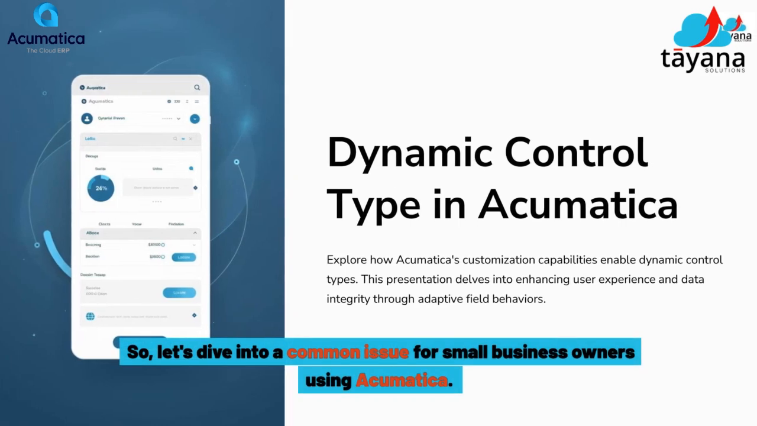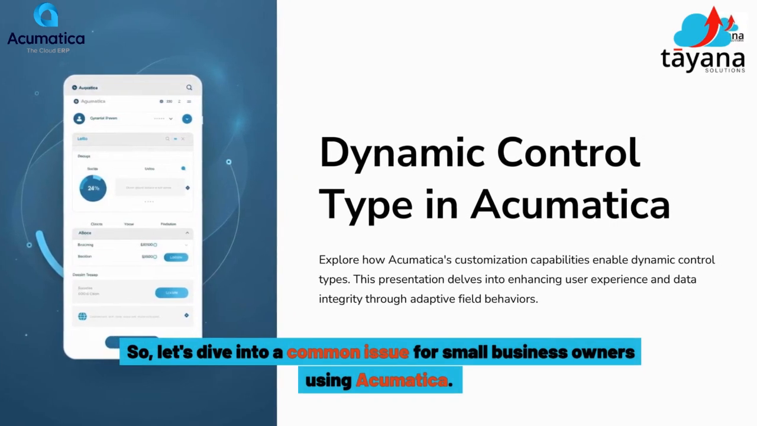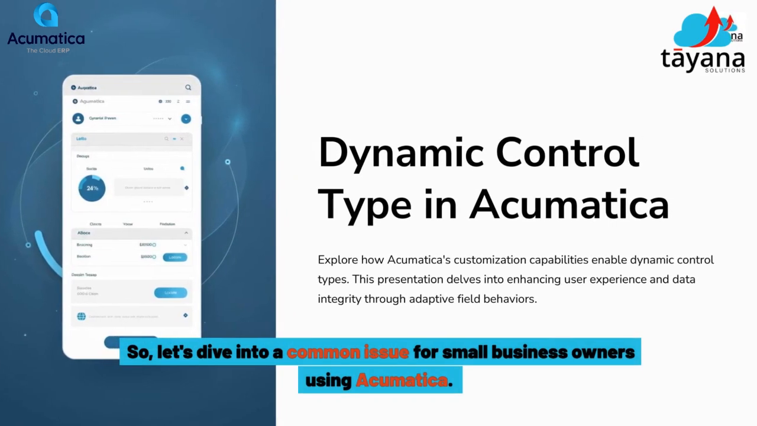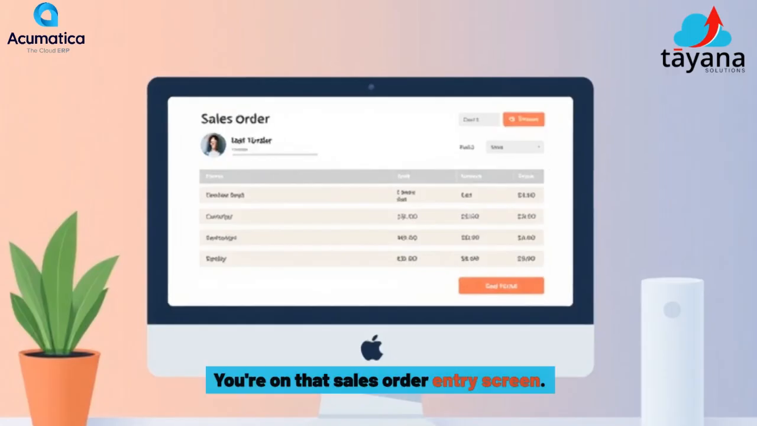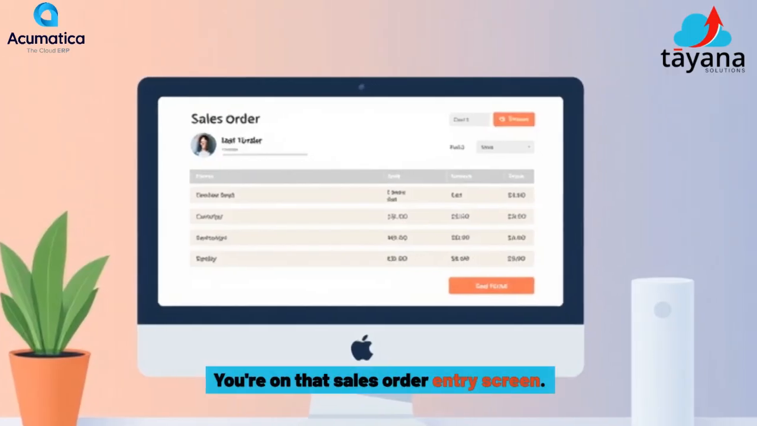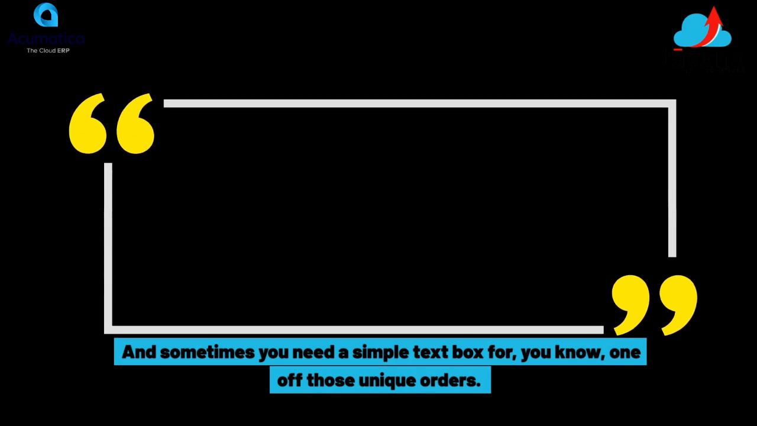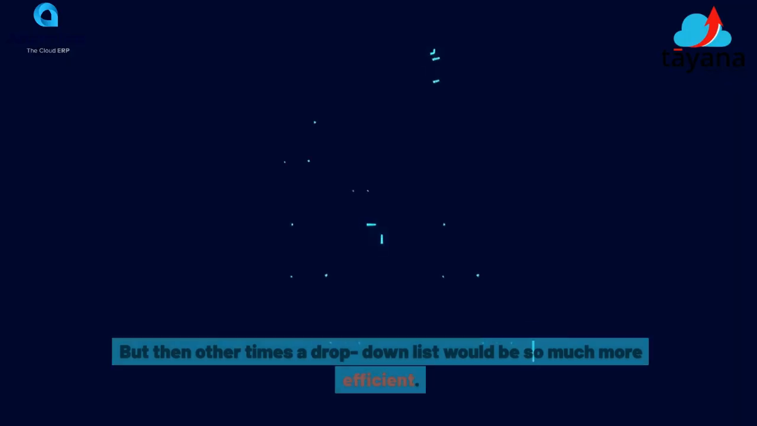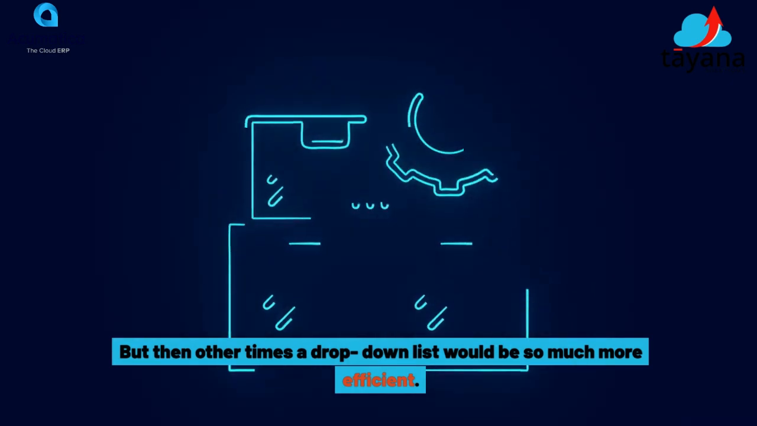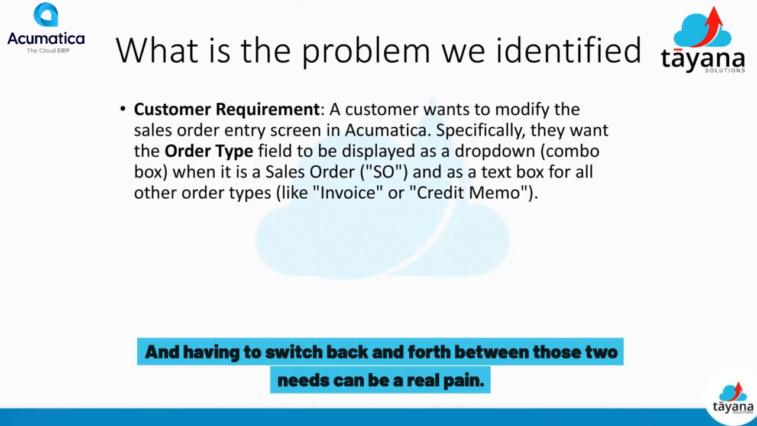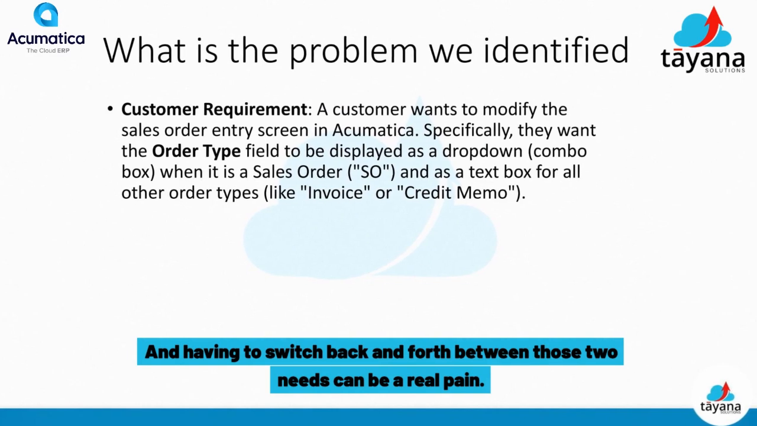Okay, so let's dive into a common issue for small business owners using Acumatica. Picture this: you're on the sales order entry screen, and sometimes you need a simple text box for those unique, one-off orders. But other times, a drop-down list would be so much more efficient. Having to switch back and forth between those two needs can be a real pain.